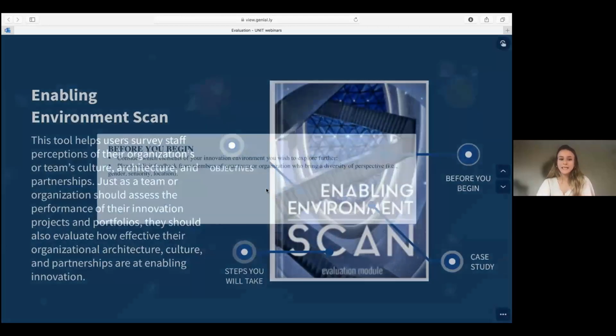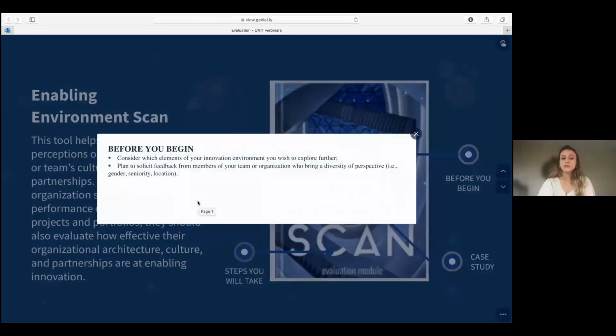Before you begin, you are encouraged to consider which elements of your innovation environment you wish to explore further, and then to plan to solicit feedback from members of your team, unit, organization who bring different and diverse perspectives. That is to say, to take into account different levels of seniority, gender, location.